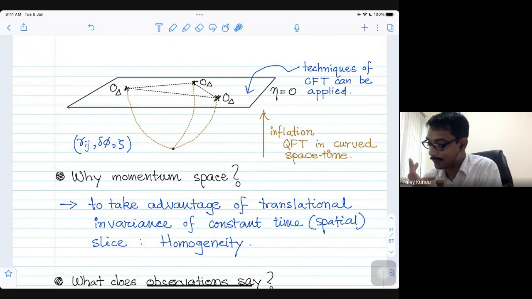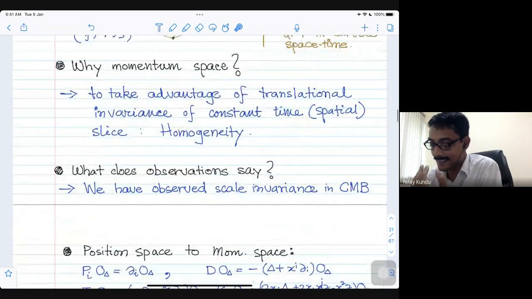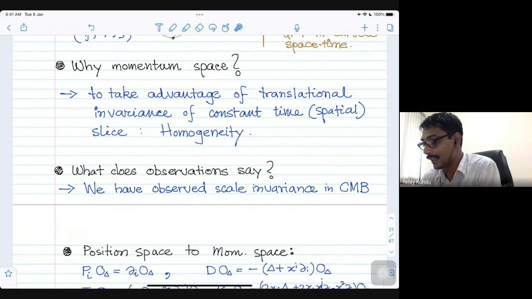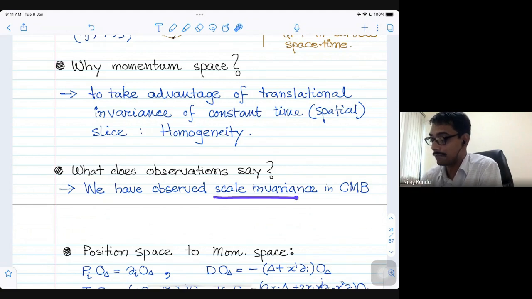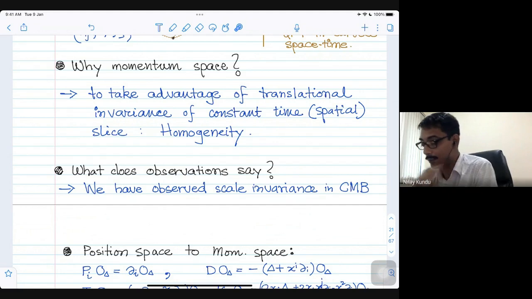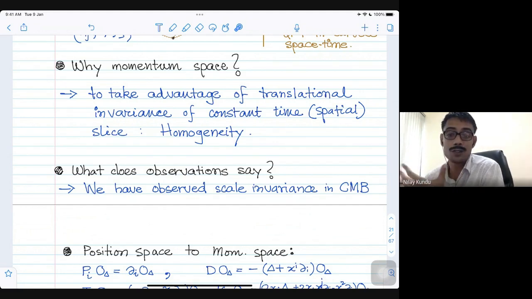Now, what do observations say? Observations tell us that the correlation functions are scale invariant to a very precise accuracy. Scale invariance is not completely conformal invariance. So if the observations support scale invariance, let's try to use the full conformal group, constrain the correlation functions, and then check them against observations.